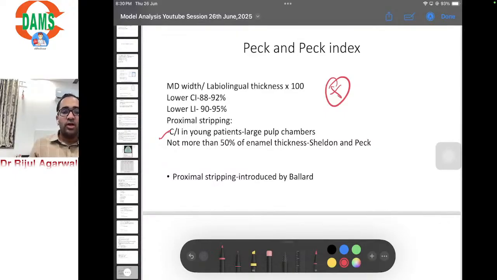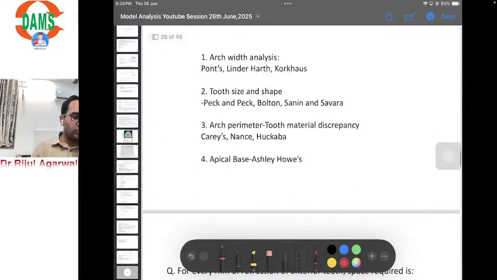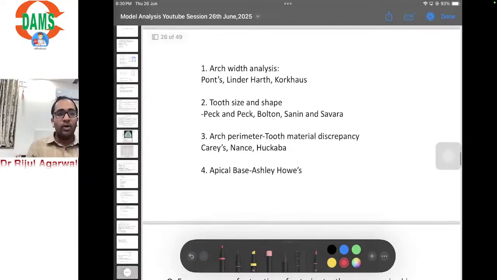Proximal stripping was introduced by Ballard and Wayman. This is just a summary of the permanent dentition analysis which we have just discussed. For arch width, we have Pont, Linderhardt and Korkhaus. Tooth size and shape: Peck and Peck, Bolton, and Sanin and Savara. Just remember the names, no need to discuss each, because sometimes they give it in match the following, which is with which analysis. Arch perimeter tooth material discrepancy: Carey, Nance and Fukaba. And for apical base, it is Ashley Howe.